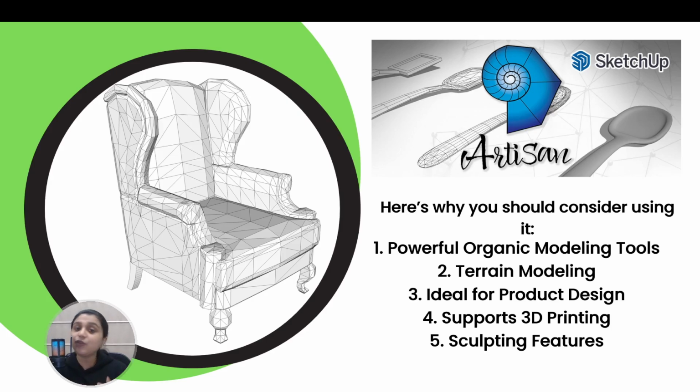Then secondly, it's very good for terrain modeling. Maybe you are an urban designer and you want to add some sort of a terrain within your building. You can do that with the help of Artisan. It is going to make it easier for you. Then this is ideal for product design. If you're a product designer, Artisan is your best friend. This also supports 3D printing. So let's say you created a model and now you want to 3D print it. You can do that with the help of Artisan. And finally, it has great sculpting features. It kind of works like a clay tool that you can sculpt anything out of.